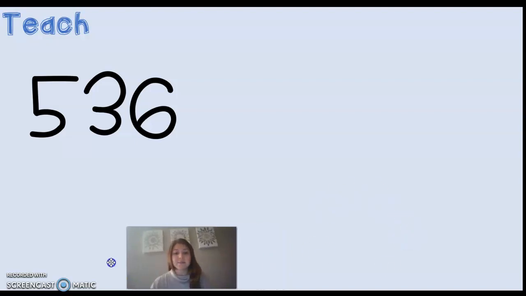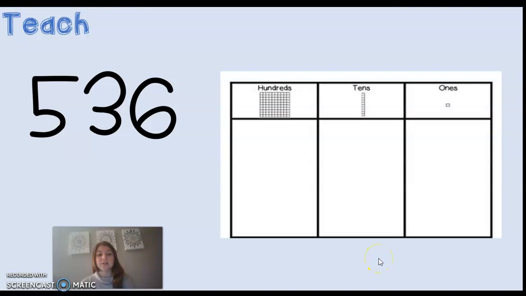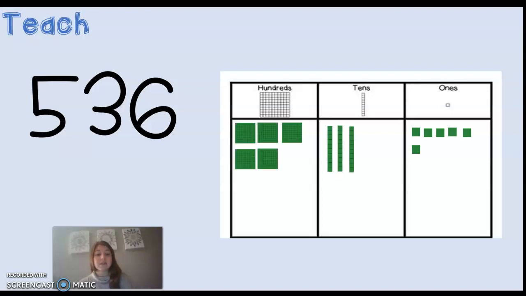So let's do an example. We're going to start with the number 536, and we're going to show 10 more, 10 less, 100 more, and 100 less. We're going to first start with our 100 tens and ones chart, and we want to draw out the number 536. I have 6 ones, 3 tens, and 5 hundreds.